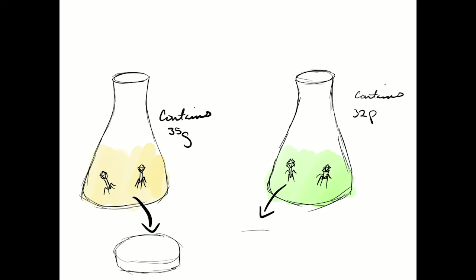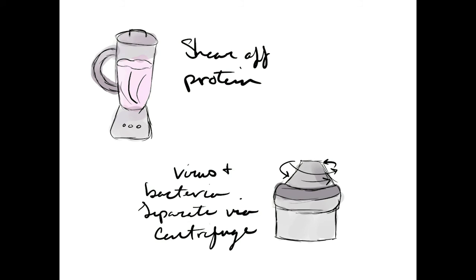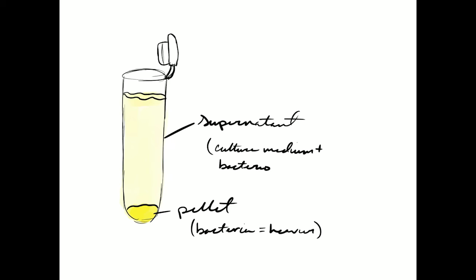Each batch was used to infect a different culture of bacteria. After the bacteria were infected, the protein coats were sheared off, and each culture underwent centrifugation so that the virus and bacteria would separate. The bacteria, which are heavier, move to the bottom of the tube and create a lump called a pellet. The lighter materials, such as the culture medium and bacteriophages, move to the top of the tube and form a liquid layer called the supernatant.